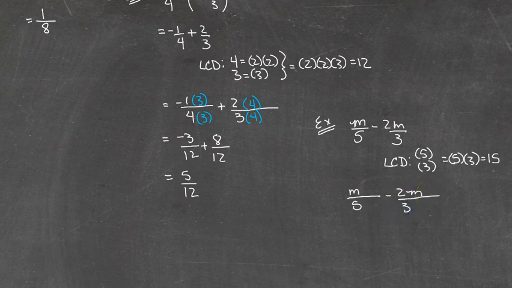So what do I have to multiply 5 by to get my lowest common denominator 15? 3. Do the same thing to the numerator. What do I have to multiply 3 by to get my lowest common denominator 15? 5. Do the same thing to the numerator. Now I can multiply 3m in the numerator over 5 times 3 is 15 minus 4m.